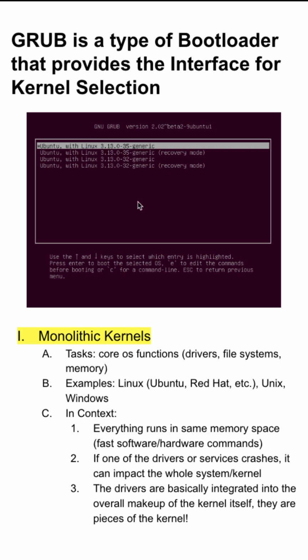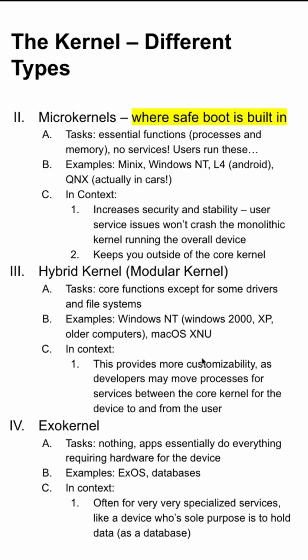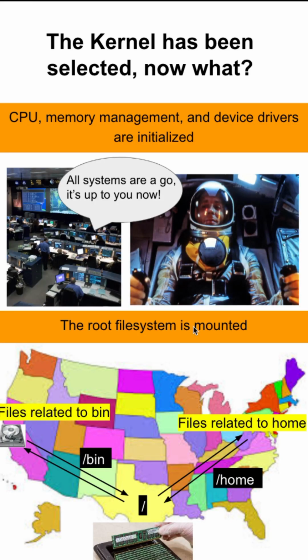There's actually a bunch of different types of kernels, including monolithic kernels, which will be the focus for Linux. And then there's a couple other kernels: micro, hybrid, exokernel. Some are used for safe boot and just for different systems, but not what we're concerned about right now. Once you select that main monolithic kernel, it's going to first see what CPU it has, and get memory management and device drivers initiated, just as we talked about earlier for what the kernel does.